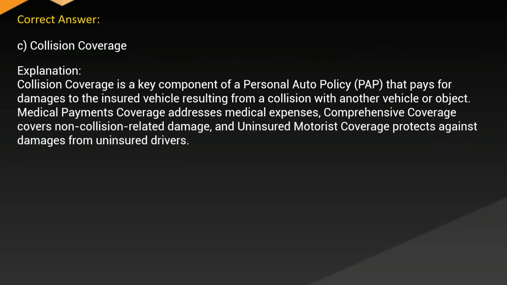Correct answer: C. Collision coverage. Explanation: Collision coverage is a key component of a personal auto policy (PAP) that pays for damages to the insured vehicle resulting from a collision with another vehicle or object. Medical payments coverage addresses medical expenses. Comprehensive coverage covers non-collision related damage, and uninsured motorist coverage protects against damages from uninsured drivers.